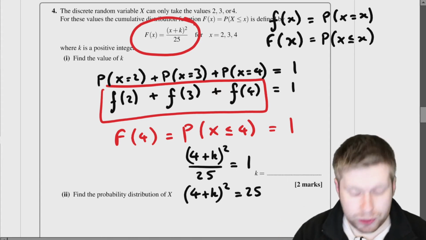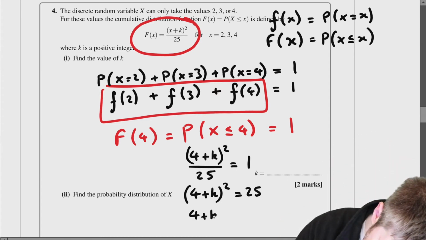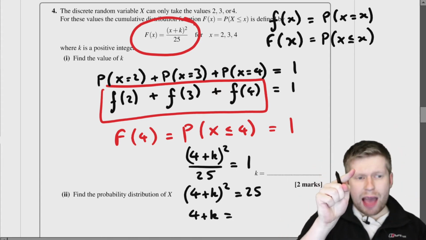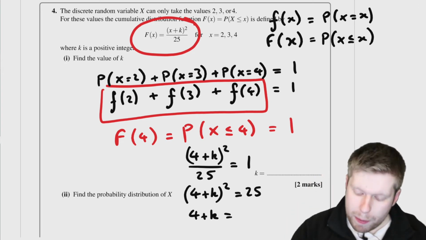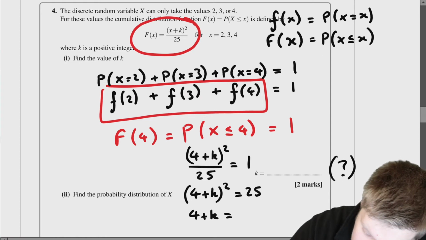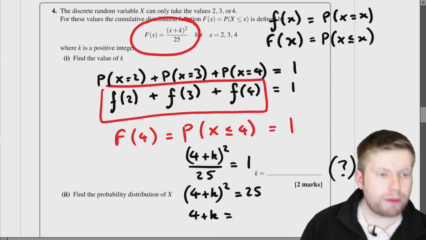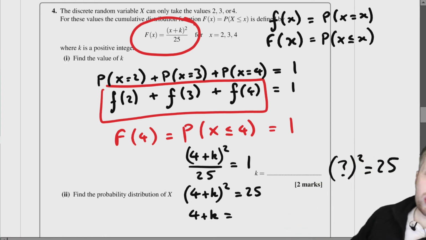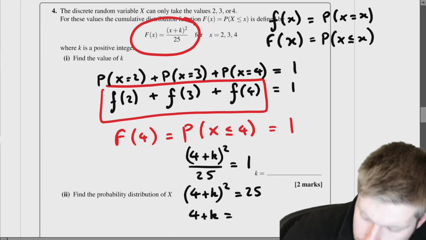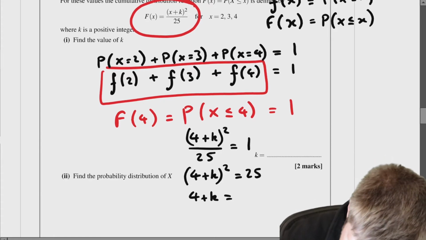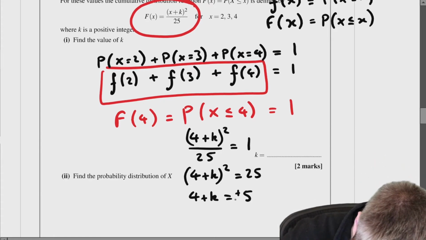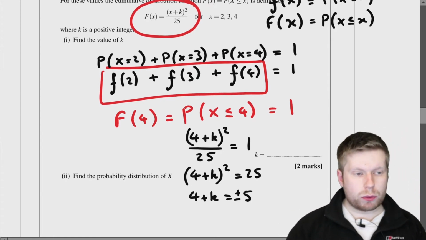If I square root both sides, I'll get 4 plus k is equal to, now just be really careful here, if I take the square root of 25 in this case, remember that I'm literally asking what something squared must be given as 25. The answer for that has got to be plus or minus 5, okay? So not just 5, but positive or negative 5. So in this case, 4 plus k equals plus or minus 5.